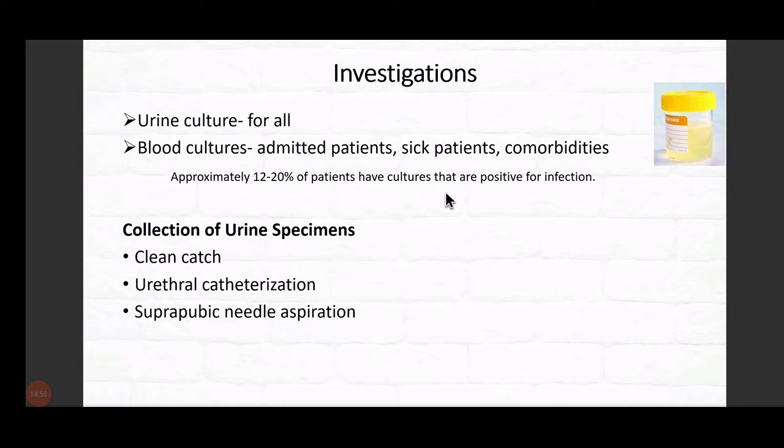And in cases where we are not able to distinguish whether this is pyelonephritis, whether this is the causative organism, we can go for suprapubic needle aspiration. Now that will eliminate the possibility that contamination has come from the catheter or some other sources.